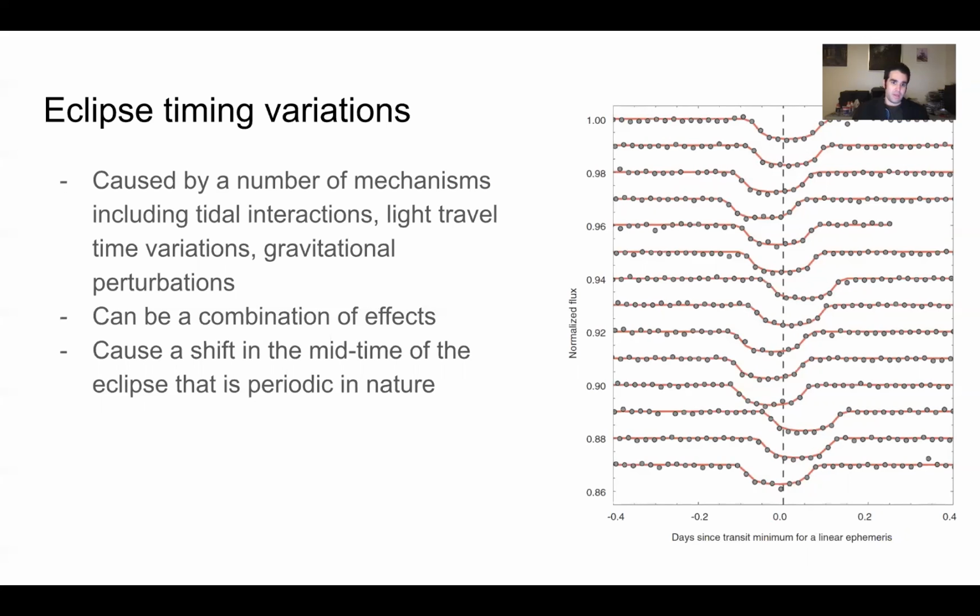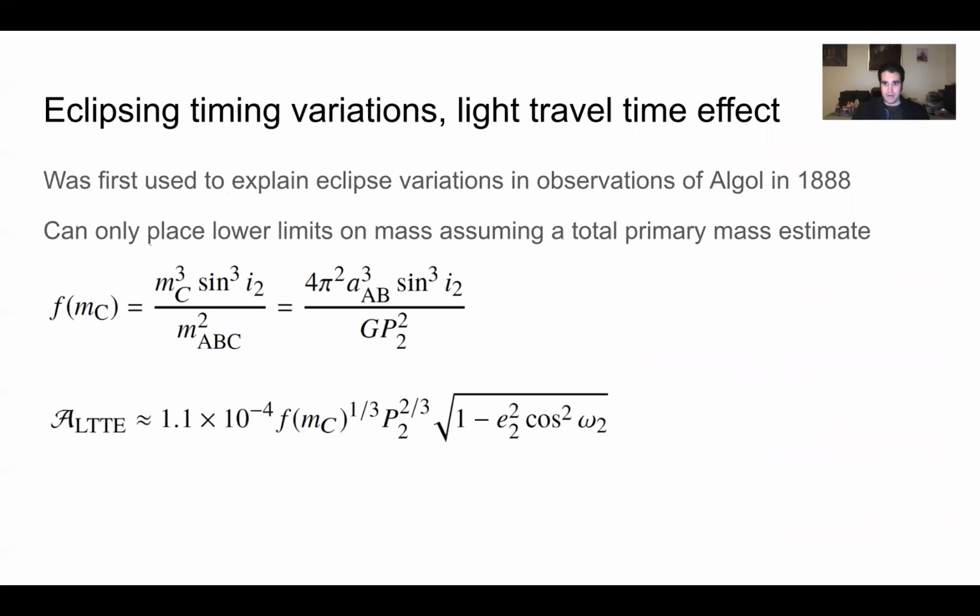And so this is due, as I said, to a combination of effects. So you have the light travel time effect, where you can imagine that as the tertiary is orbiting the close binary stars, its gravity is moving the barycenter, and thus the distance between the observer and the star system is growing or shrinking. The amplitude of this effect is on the order of minutes.